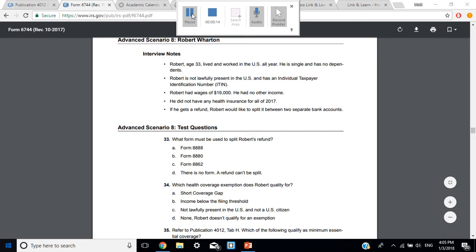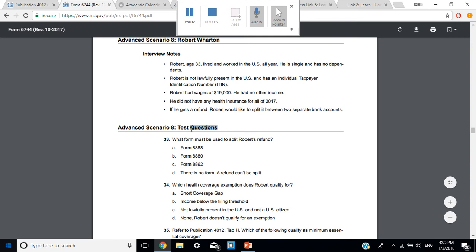Robert, age 33, lived and worked in the U.S. all year. He is single and has no dependents. Robert is not lawfully present in the U.S. and has an individual taxpayer identification number, an ITIN. Robert has wages of $19K. He had no other income. He did not have any health insurance for all of 2017. And if he gets a refund, Robert would like to split it between two separate bank accounts. Excellent. Let's jump into this.